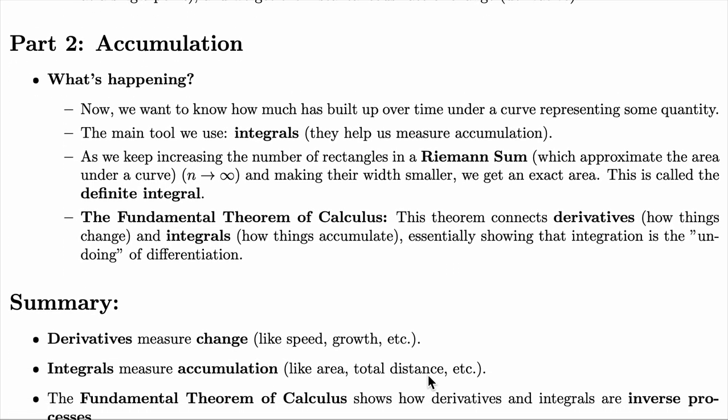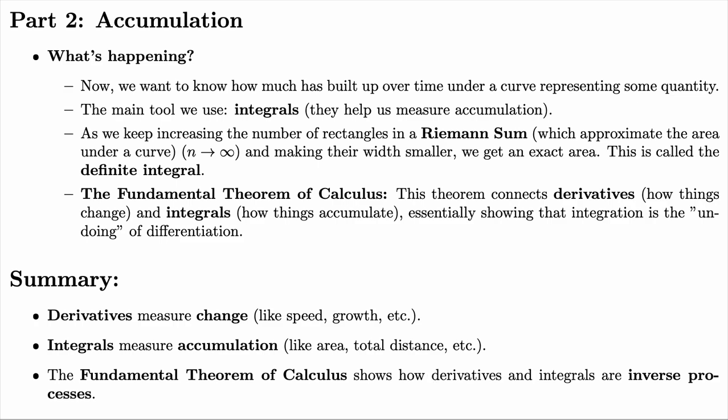Moving on to the second half of the course, we shift to the concept of accumulation, which is about figuring out how much of something has built up over time. To calculate the area under the curve, we start by using Riemann sums. Initially we approximate the area by dividing the area under the curve into rectangles.